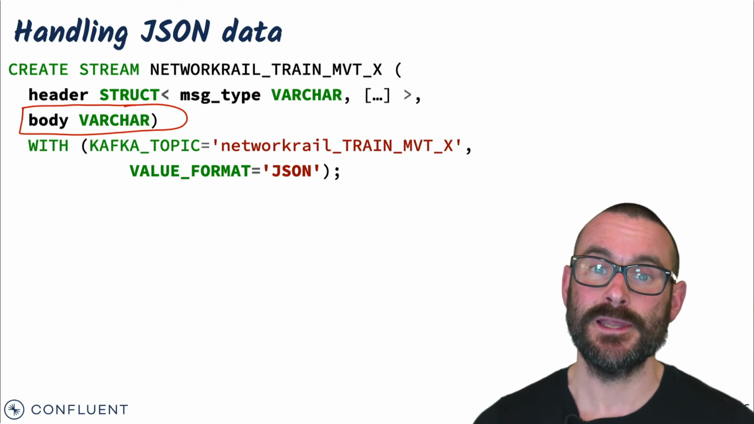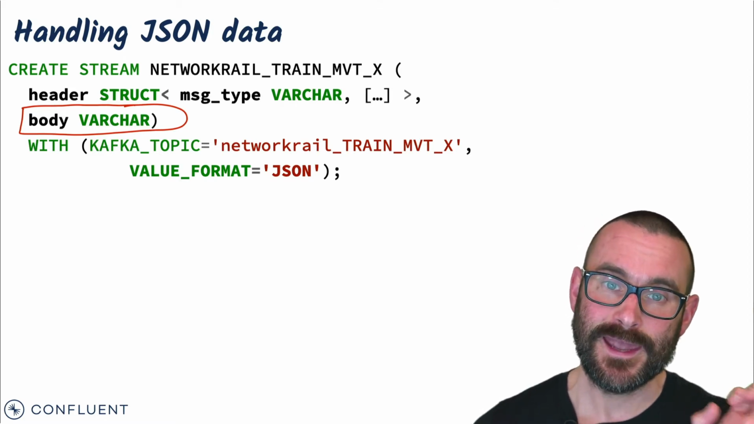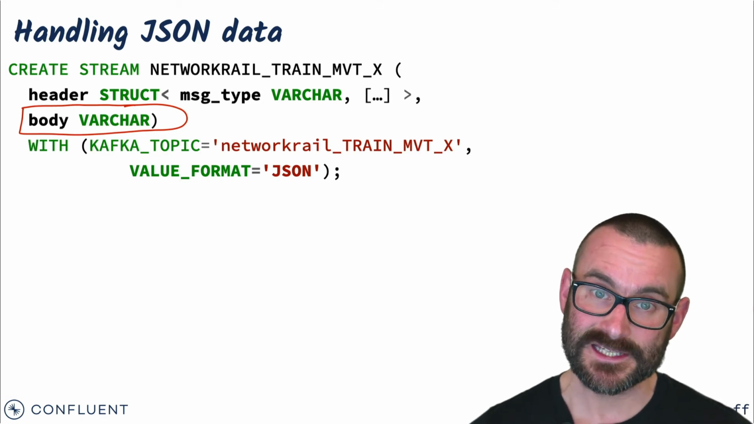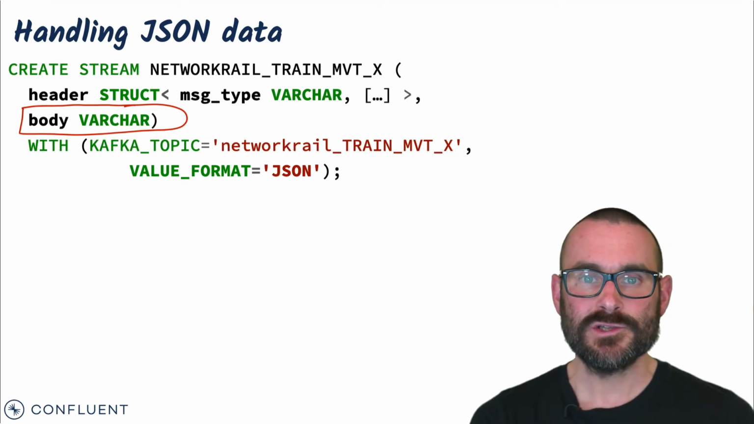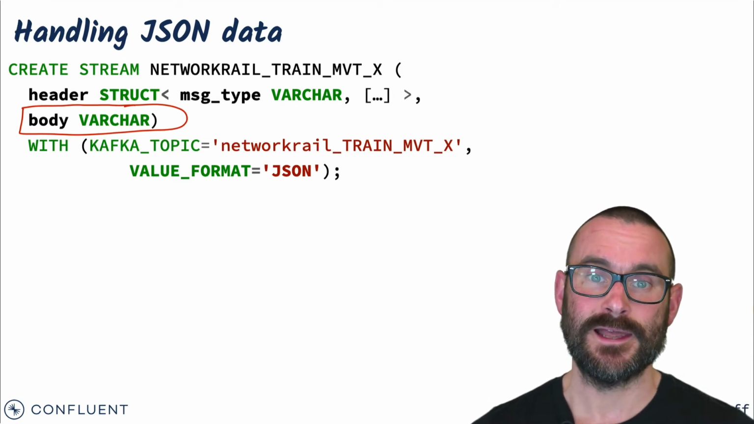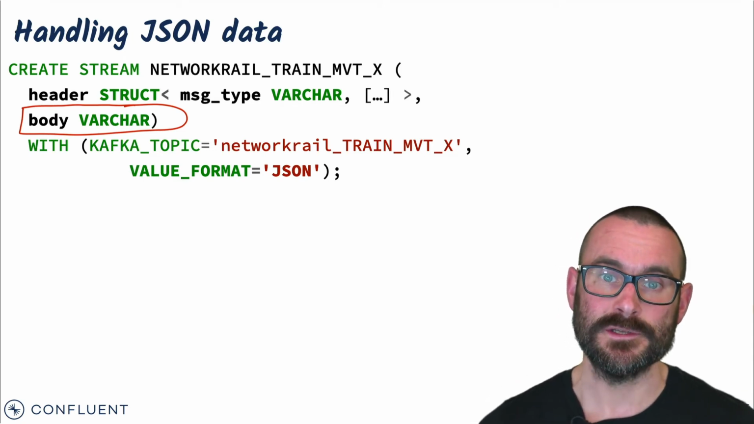So in the first example there, we're saying create stream, and we're saying the header is a struct, and we declare explicitly the schema, the different fields within that struct. The body, we say it's just varchar, because we'll process that later when we get to subsequent streams.